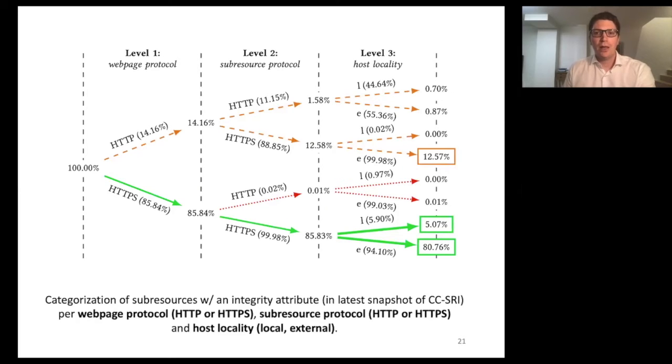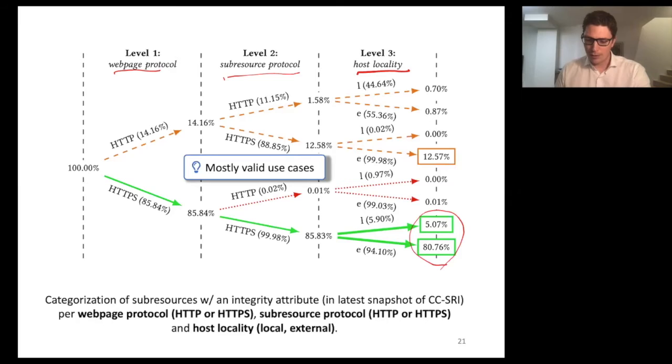Here, we depict the categorization of sub-resources with an integrity attribute per web page protocol, per sub-resource protocol, and finally by host locality, in the sense that these sub-resources can be on the same server or on an external server. And in most cases, what we can notice is that SRI is used correctly. Even this case is valid because an upgrade from HTTP to HTTPS for a sub-resource is allowed.